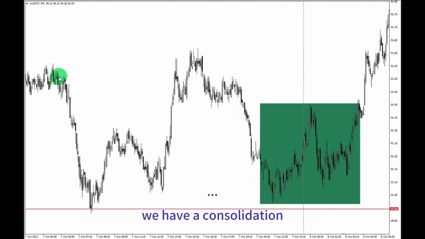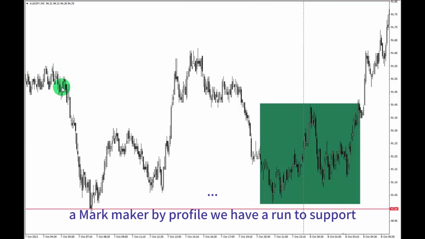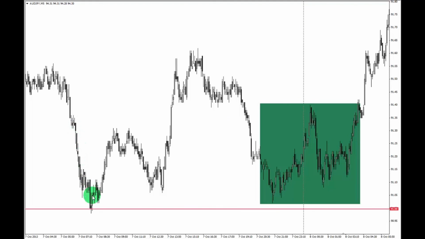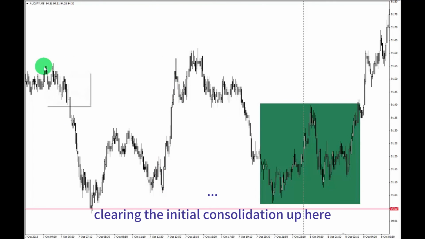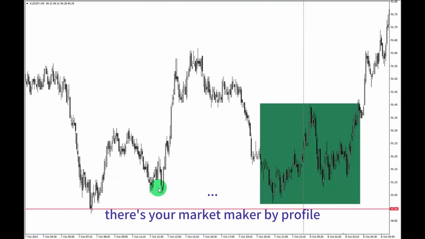We have a consolidation, a market maker buy profile. We have a run to support. Okay, we have a smart money reversal, and then we have a low risk buy, rallies off, a reaccumulation, rallies up, clearing the initial consolidation up here. There's your market maker buy profile.